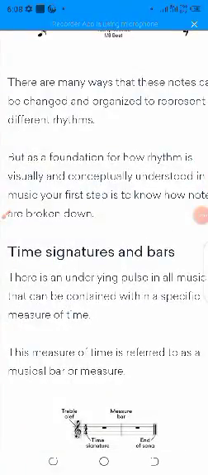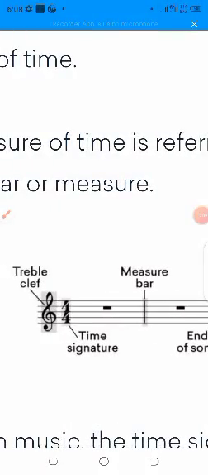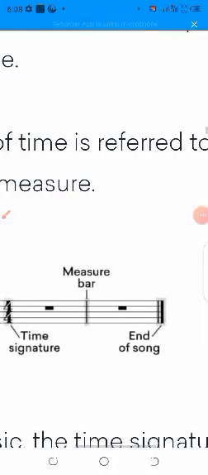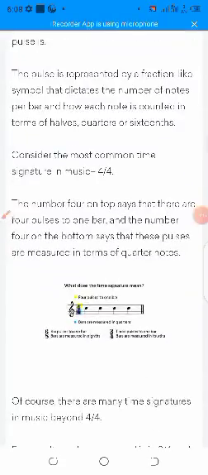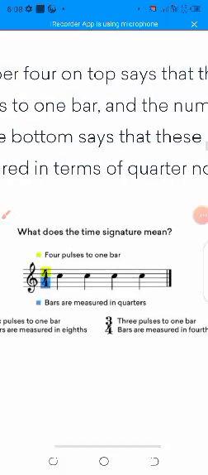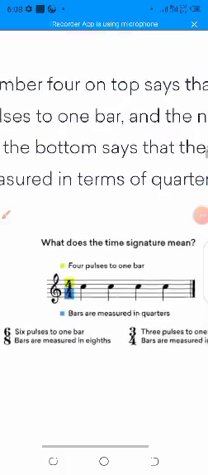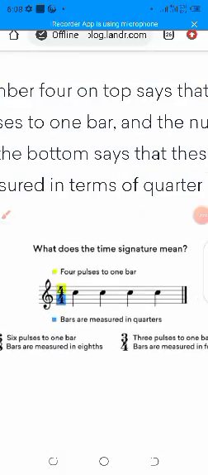Now, time signatures and bars. We talked about time signature last week during our free rudiment of music class, and I have explained your time signature. You have explained your bar, the bar line, and your bar. So all these ones have been treated last week. Now, here we come. What's the effect of your time signature?